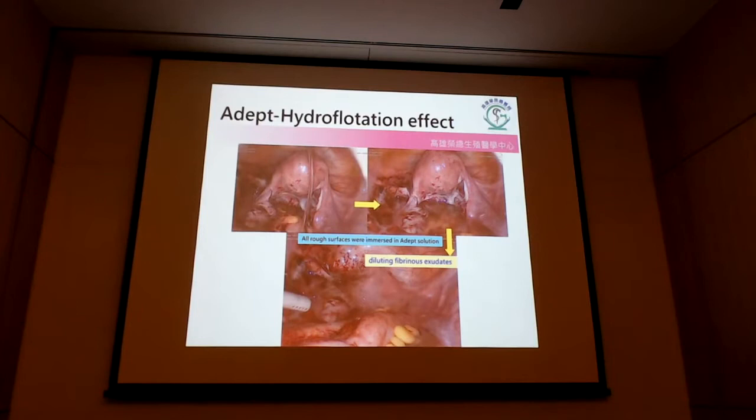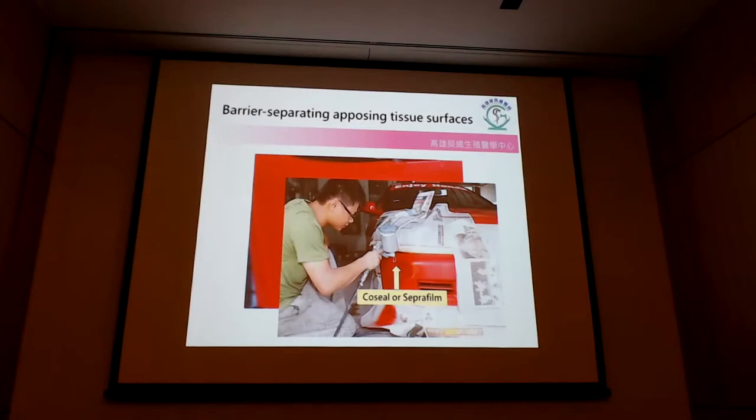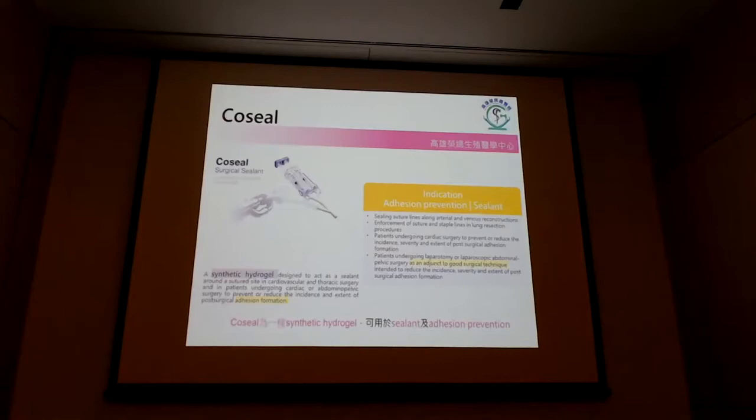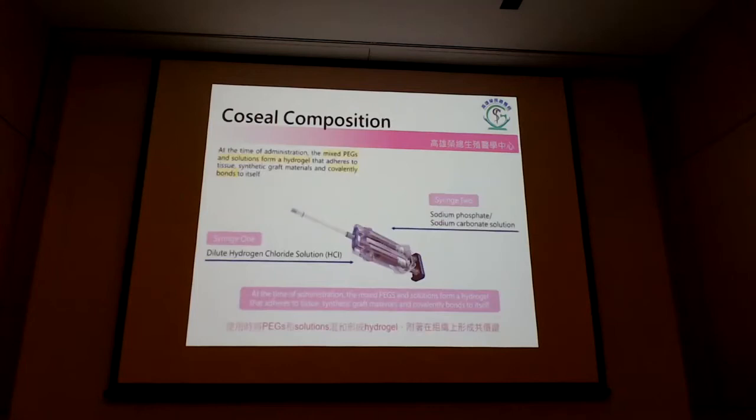Tisseel acts like the base coat of the car surface, and Coseal or Seprafilm can be likened to the clear coat that is applied at the very top layer. Coseal, a synthetic hydrogel, is designed to act as a sealant around the suture site and to prevent or reduce the duration and extent of post-surgical adhesion formation. Coseal is composed of two synthetic polyethylene glycols, PEGs, and two solutions, one for dilution and one for buffer. At the time of administration, the mixed PEGs and the solution form a hydrogel and adhere to the tissue, synthetic graft material, and covalently bind to each other.